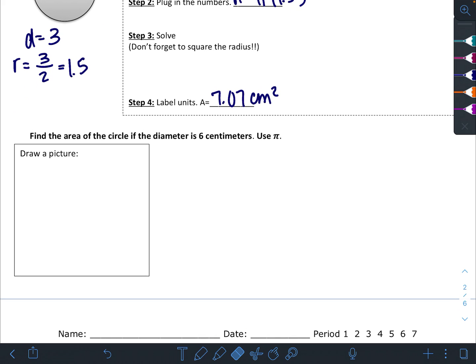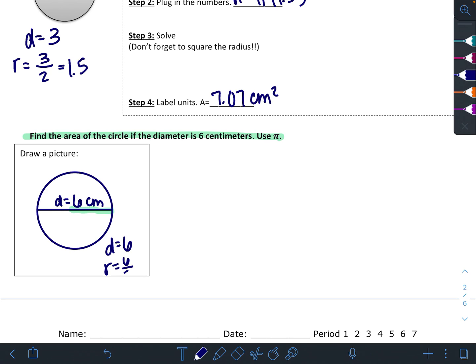On the next one, it tells us to find the area of a circle if the diameter is 6 centimeters. So if we draw a circle here, and I have my diameter, which goes all the way across, I know that the diameter is equal to 6 centimeters. I want just the radius, so I only want halfway across. So again, if D is equal to 6, your radius is 6 divided by 2, which is 3. So my formula is A equals pi r squared. I have A is equal to pi times 6 squared.